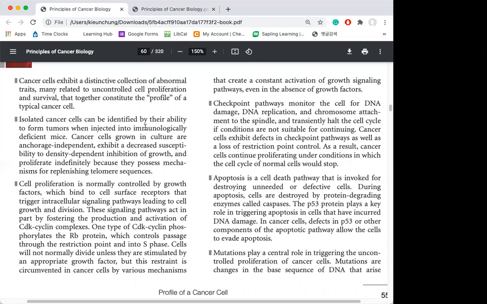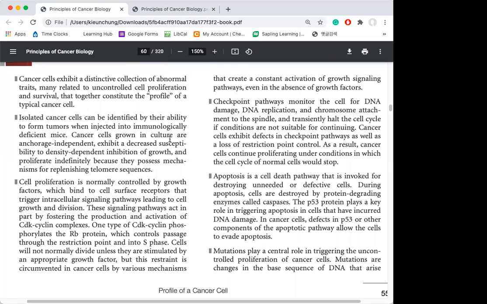Cells will not normally divide unless they are stimulated by an appropriate growth factor, but this restraint is circumvented in cancer cells by various mechanisms that create a constant activation of the growth signaling pathway even in the absence of growth factors. Checkpoint pathways monitor the cells for DNA damage, DNA replication, and chromosome attachment to the spindle, and transiently halt the cell cycle if conditions are not suitable for continuing. Cancer cells exhibit defects in checkpoint pathways, as well as loss of restriction point control. As a result, cancer cells continue proliferating under conditions in which the cell cycle of normal cells will stop.